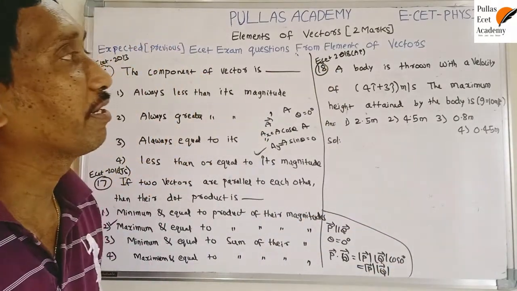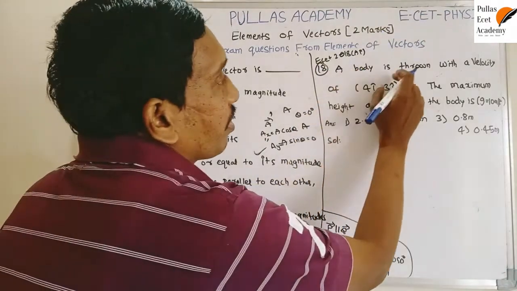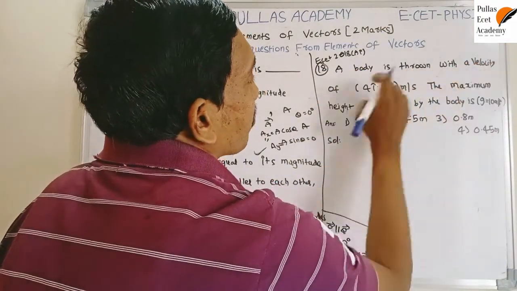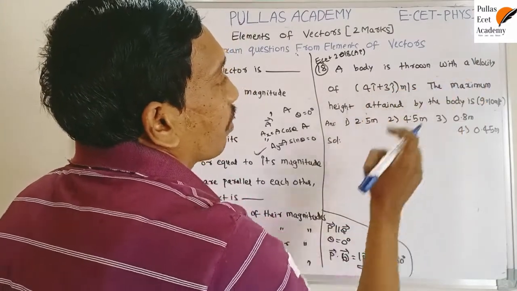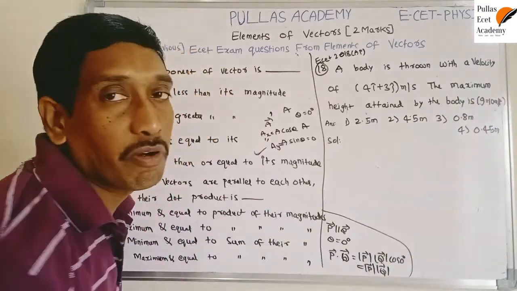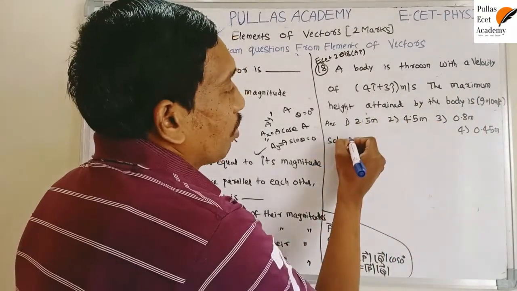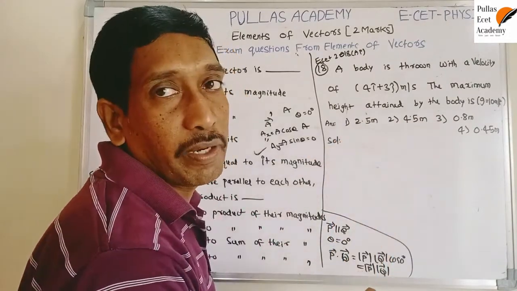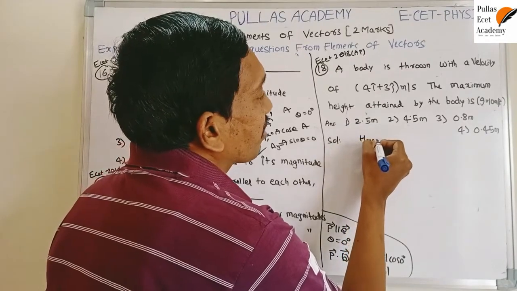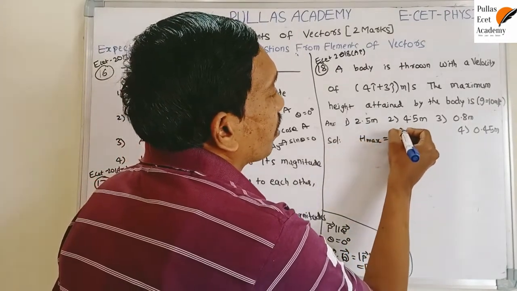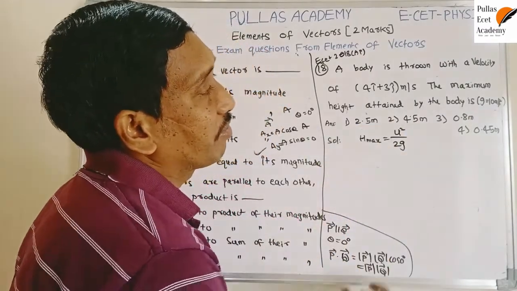What is question number 18? This is repeated in ESET 2018 AP paper. A body is thrown with a velocity of 4i cap plus 3j cap meter per second. The maximum height attained by the body is, within the bracket given, small g value is 10 meter per second square. Now here these are the options. What is the formula? In the next topic in kinematics, we have to discuss the maximum height formula. So just recognize this formula. Maximum height H maximum is equal to u square by 2g. It depends upon the initial velocity and acceleration due to gravity is given.